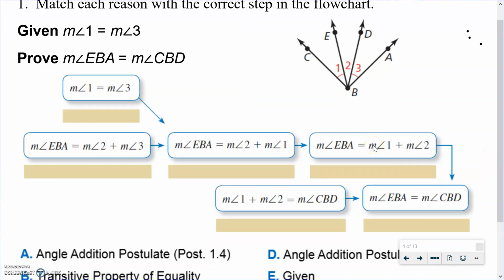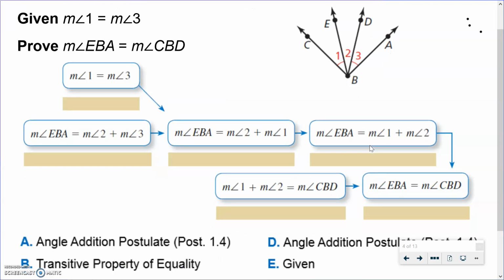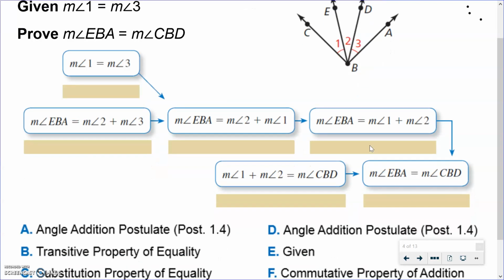All right, so yesterday we talked about writing proofs some more using geometric relationships. Today we're going to build on that. So right now what I would recommend doing is pausing your video and trying to match all of these to the correct spots, and this is just a flow chart.